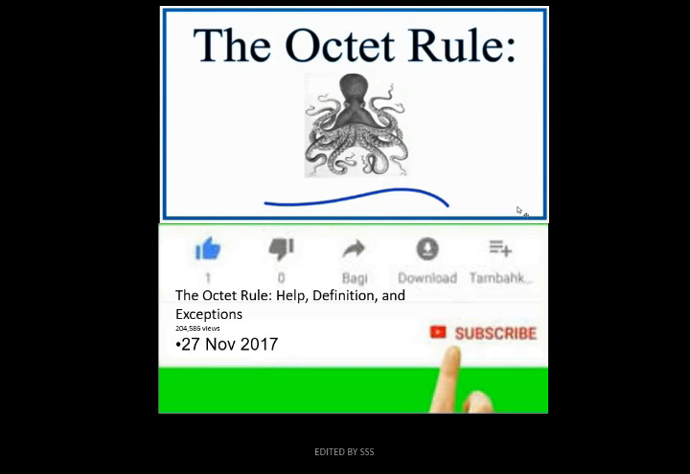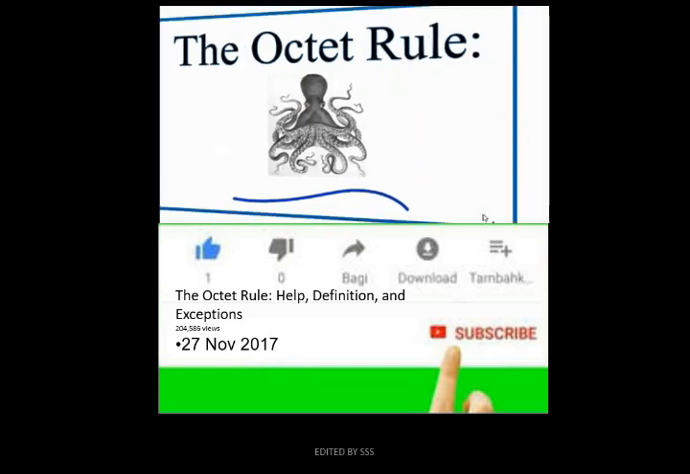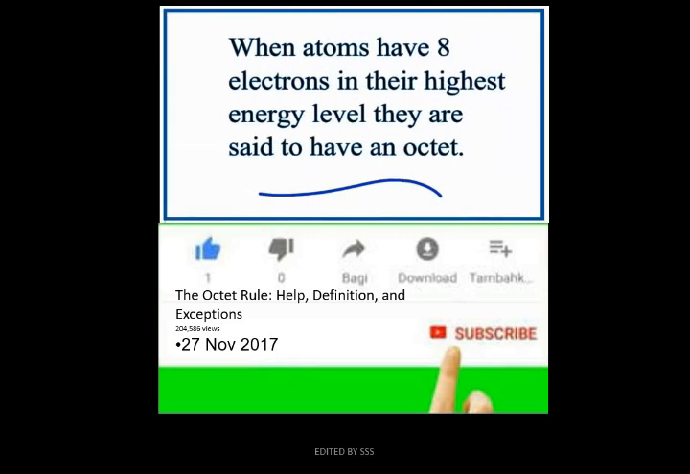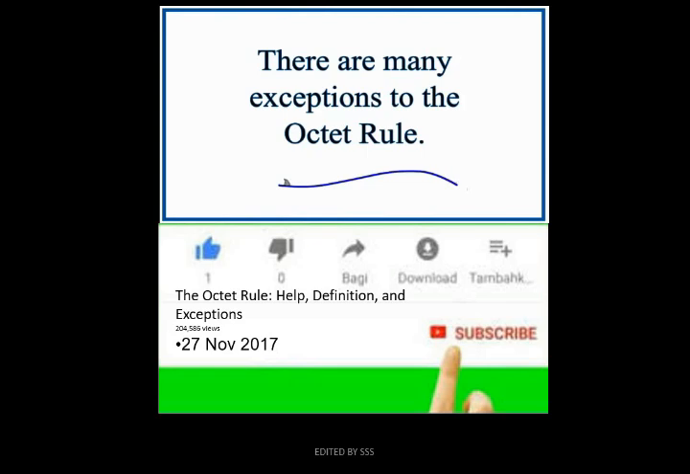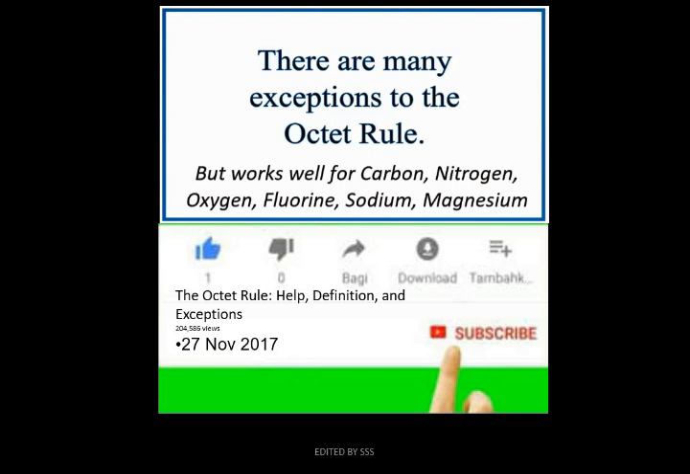The octet rule is a very general rule that allows us to predict how atoms will form chemical bonds to make molecules. It's used extensively in drawing Lewis structures. When elements have 8 electrons in their outer shell, they have an octet. The octet rule is based on observations of how atoms behave in the real world. It's a general rule, and there are numerous exceptions, but it works very well for some of the most common elements that we deal with in science.